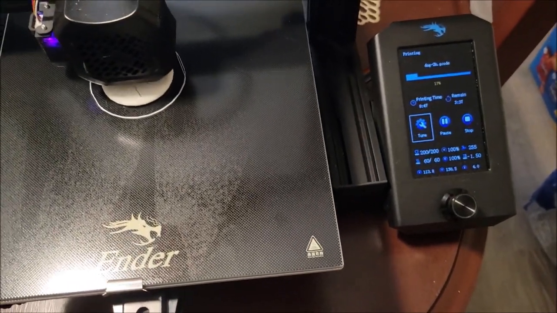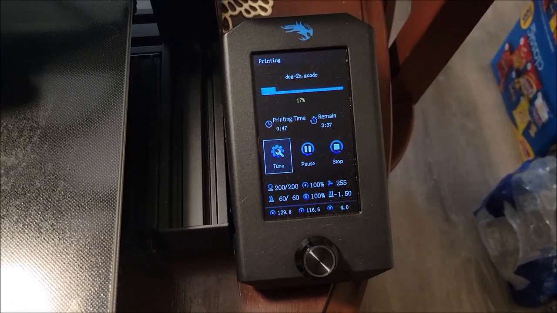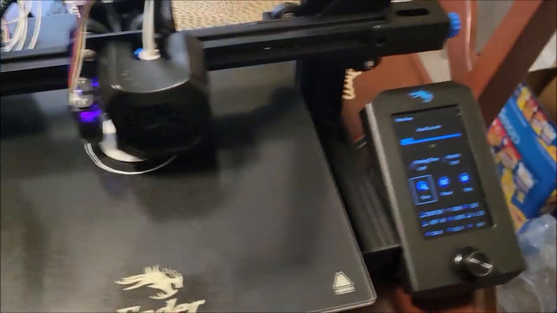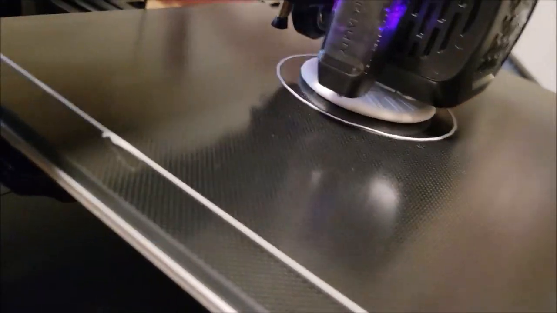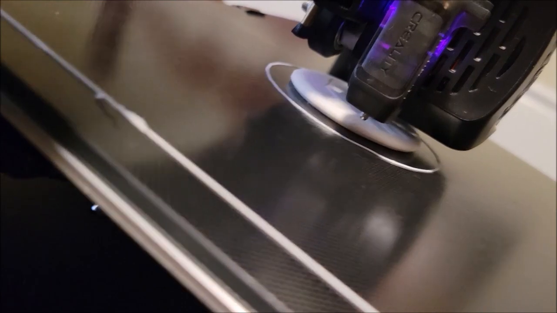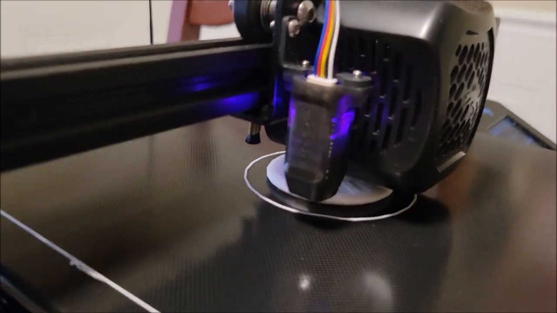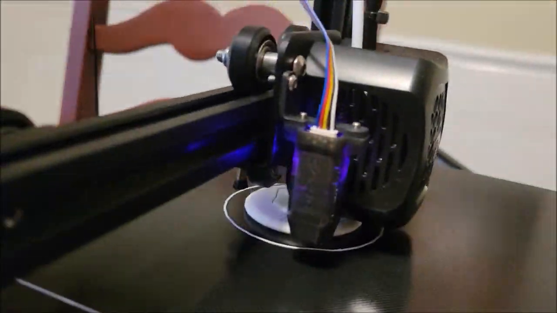All right, back at this for a little update. 17% through, looks like 3 hours and 37 minutes remaining, 47 minutes in. It's looking kind of interesting. I have no idea what's happening exactly, but this is as far as I've gotten. I mean, compared to the last attempt, we're doing pretty good.